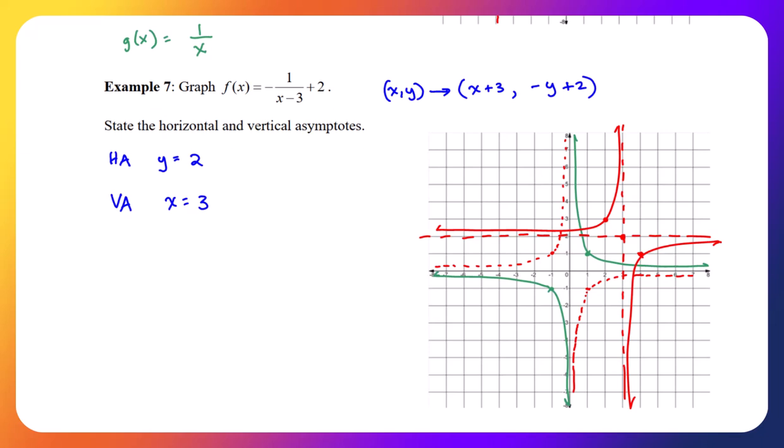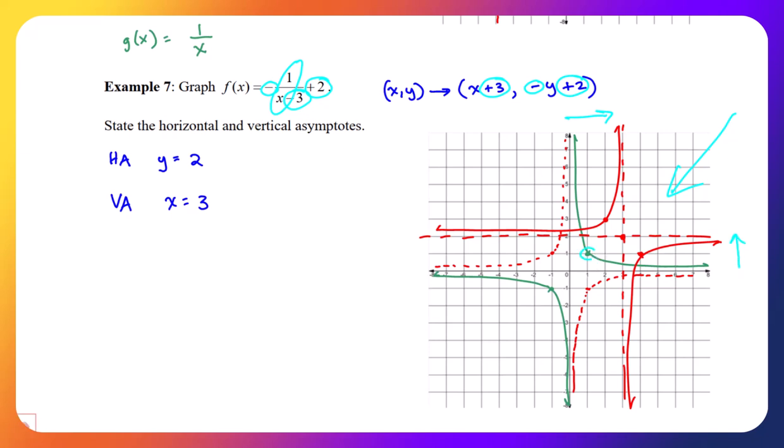Example 7 has a parent graph of 1/x. So that's drawn in green. That graph is flipped, so the green graph gets flipped up and down. Up and down is a y change, and then we shift the graph to the right 3 and up 2. So the red graph is flipped, shifted to the right 3 and up 2.